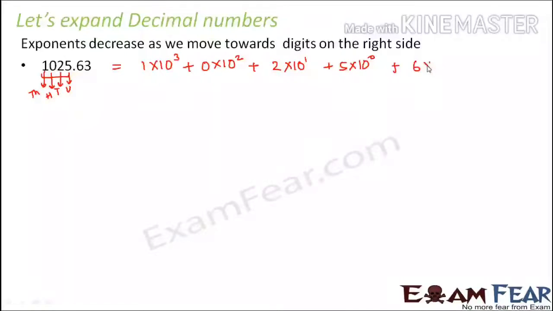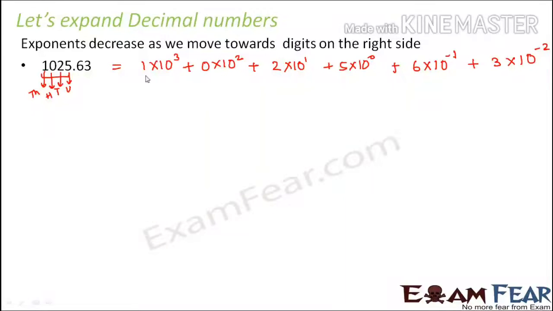So this becomes 6 into 10 to the power minus 1. After 0 you would have minus 1. Then you have 3 into 10 to the power minus 2. Gradually, as you keep moving to the right, after the decimal point, for the fractional part you make use of negative exponents. So this is where negative exponents are useful.